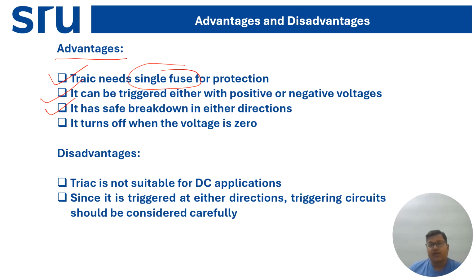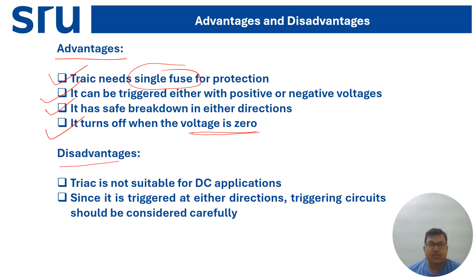Sometimes we notice that the breakdown for the forward and the backward sides is different, but here the benefit is that breakdown is safe in both directions. Again, it turns off when the voltage is zero. This is also one benefit, that if the voltage is zero, it will be turned off automatically. So these are a few advantages of TRIAC.